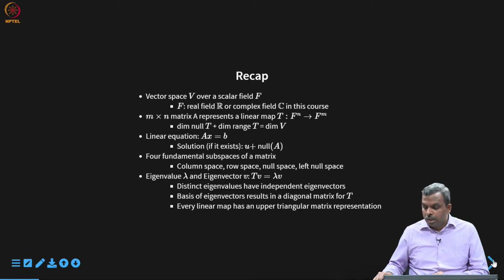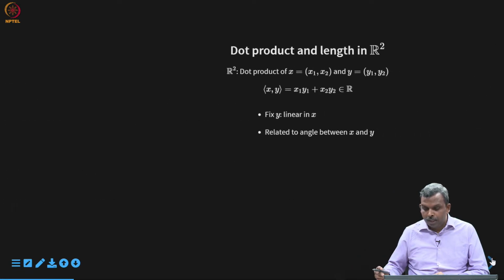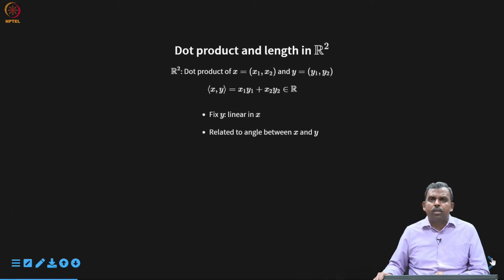So let's jump into inner products. I'll begin by talking about the familiar dot product and notion of length that you have in real Euclidean vector spaces R2, C2, Rn, Cn, things like that. Some of you must have studied this in school. If you have two vectors, let's say in R2, one is (x1, x2), the other is (y1, y2), then the dot product of these two is defined as x1 y1 plus x2 y2.